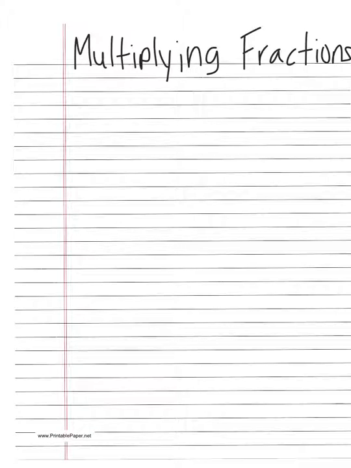Okay, we are going to multiply fractions. I'm going to take my fraction 1/3 and multiply it by another fraction, 2/4. When we are multiplying fractions, all we have to do is go across.